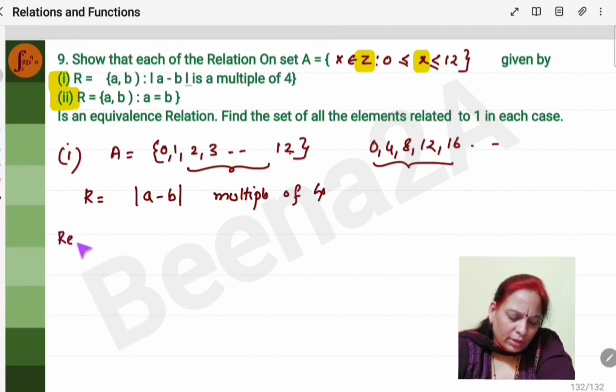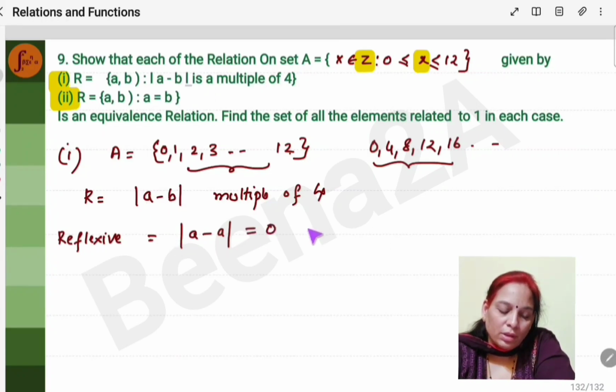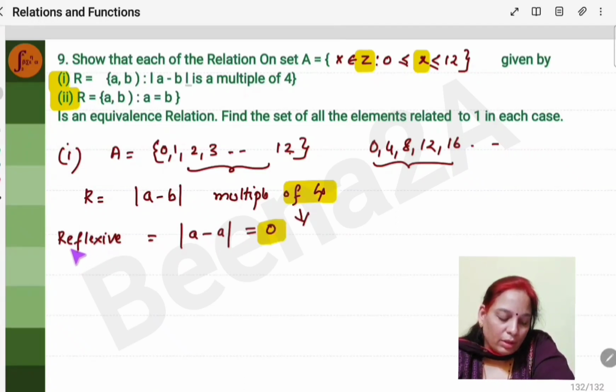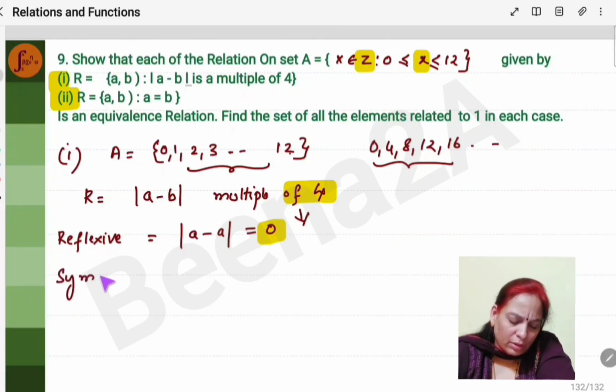Now for reflexive, I have to prove that it's an equivalence relation, right? For reflexive, it should be a minus a. Both a and b should have the same elements. A minus a is 0. 0 is a multiple of 4. Therefore, it's reflexive. So you can say R is reflexive because modulus of a minus a is 0 and 0 is a multiple of 4. That's all.